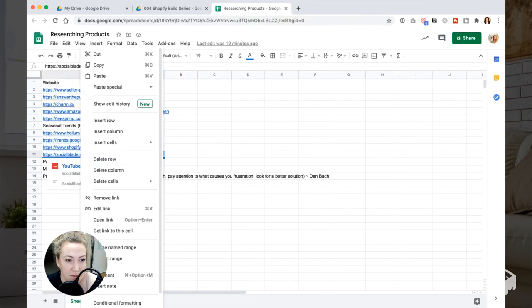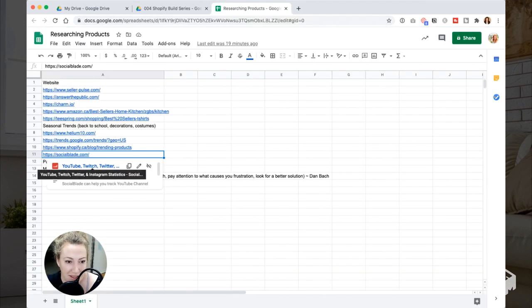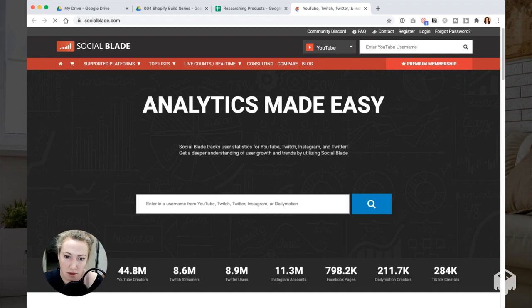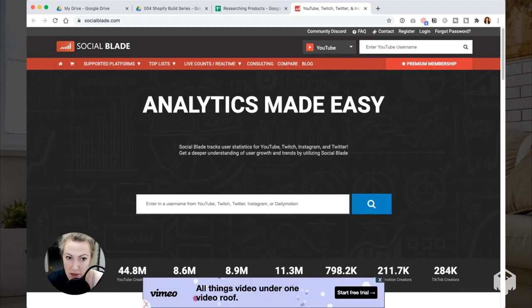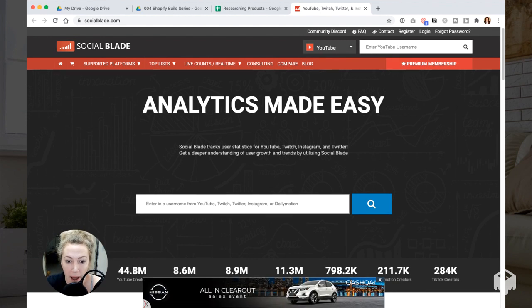Okay, this one might seem a little strange because it's not specifically SEO related. It's also not specifically product related. So Social Blade is super interesting because it evaluates all of the social media stats for any account ultimately. It tells you the growth over time, if they're gaining subscribers, losing subscribers, and all of that data.